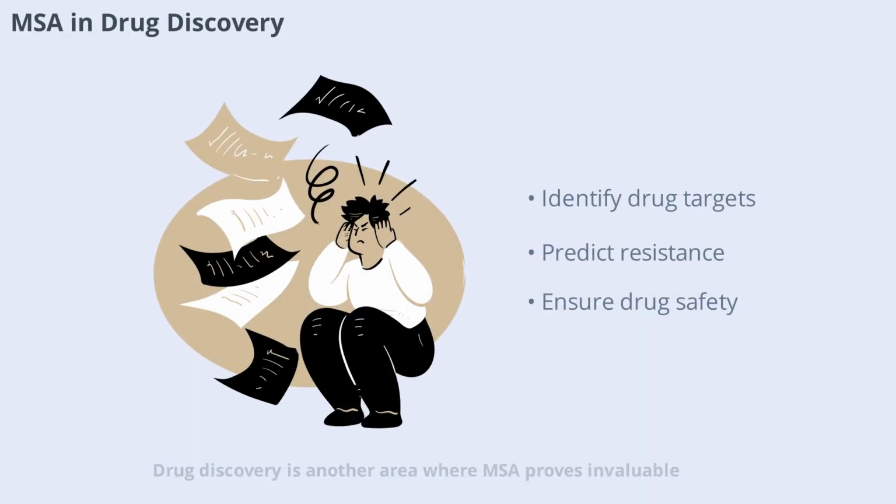Drug discovery is another area where MSA proves invaluable. By aligning protein sequences from different organisms, researchers can identify conserved drug targets and predict how mutations might affect drug binding. This information is crucial for designing effective drugs and for anticipating resistance mechanisms. MSA also aids in the identification of off-target effects, ensuring that new drugs are both effective and safe.